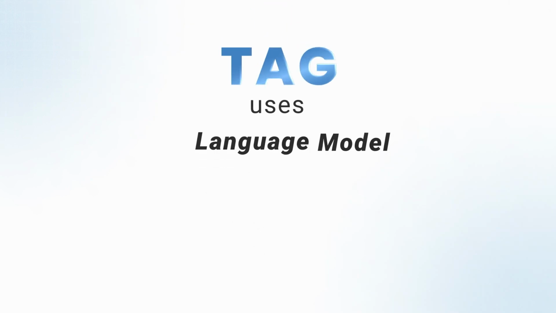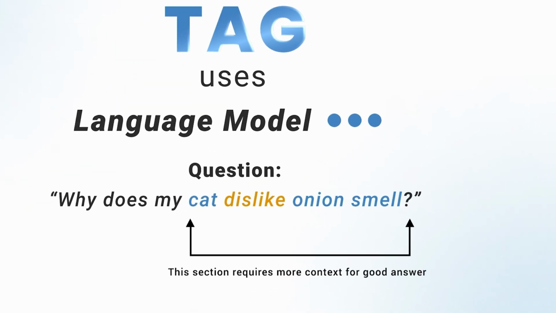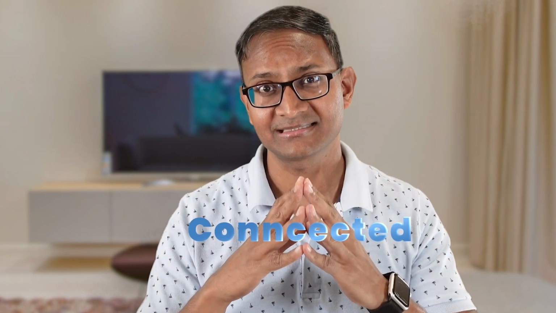TAG uses the language model's understanding to answer questions that need more context than just a database structure. This means it can answer questions that require a deep understanding of how the data is defined and connected. But how does TAG work? Let us understand that with its architecture.